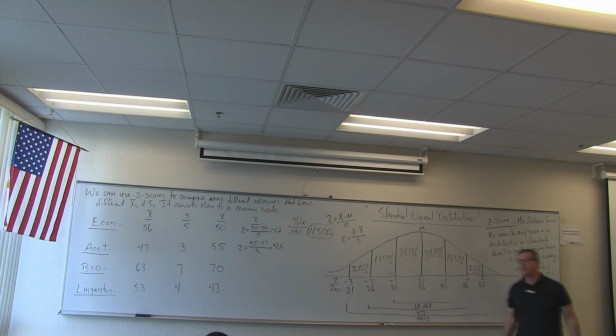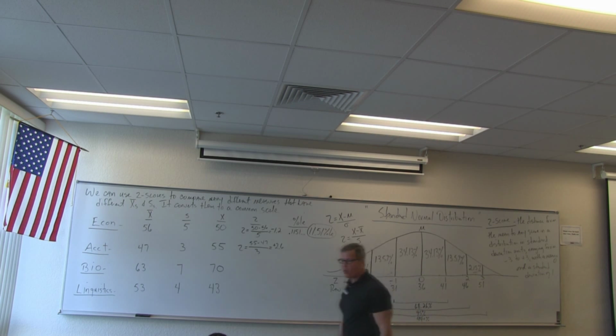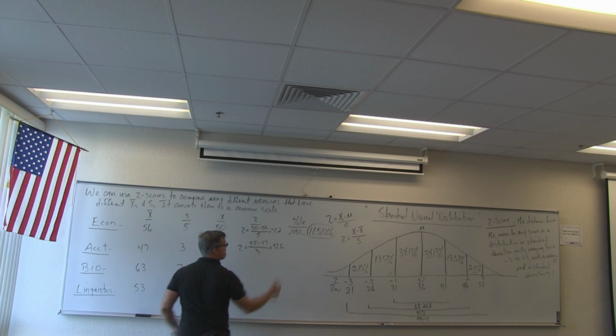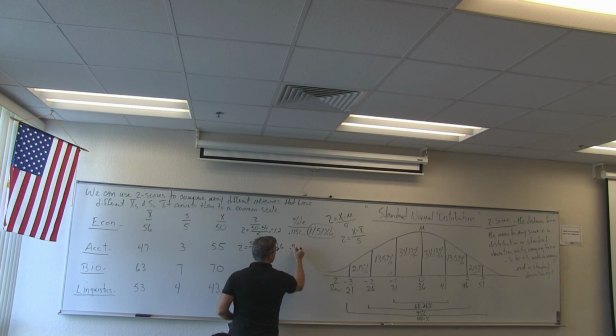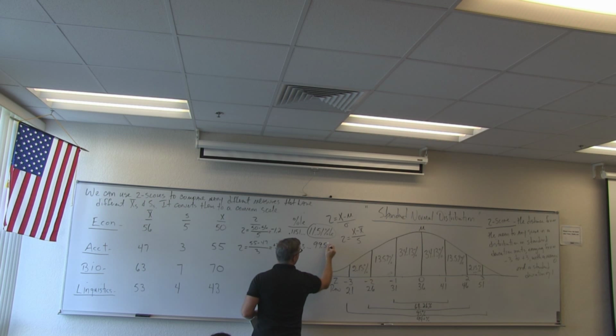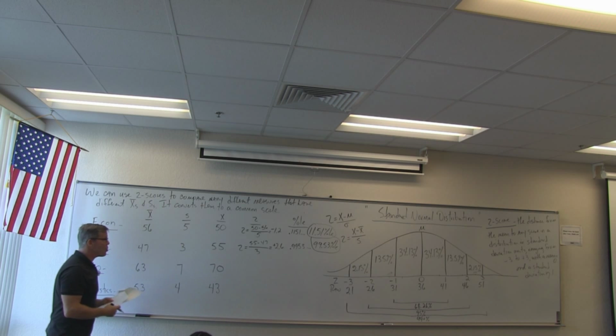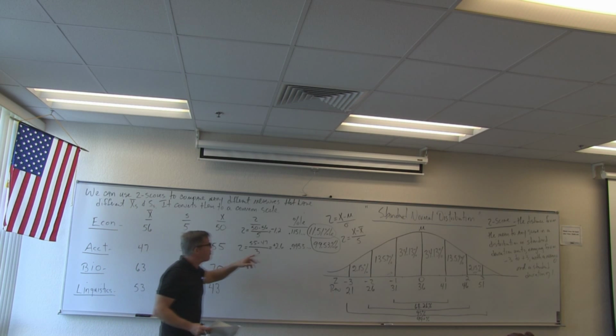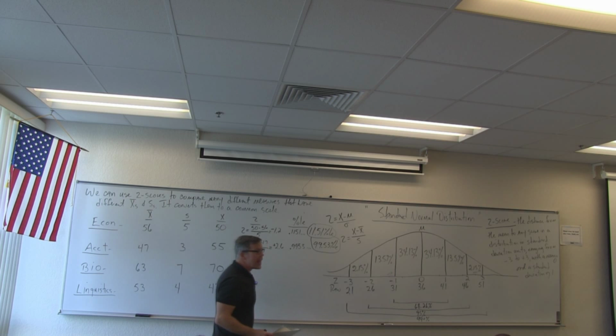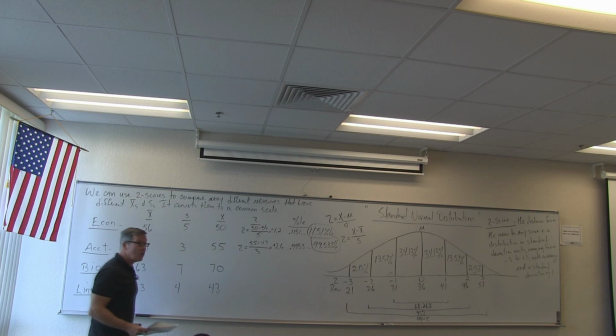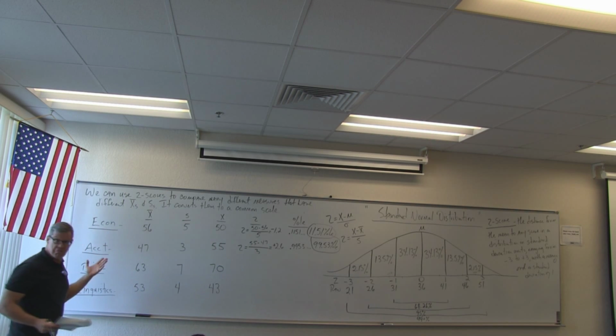Somebody go to a z of positive 2.6. Tell me what that proportion is. 0.99, what? 53, or the 99.53 percentile. Pretty good. In fact, she scored better than about 99.5% of the people in her class. You know, I think she might have got the highest grade in the whole accounting class.